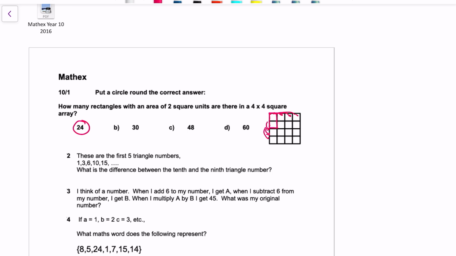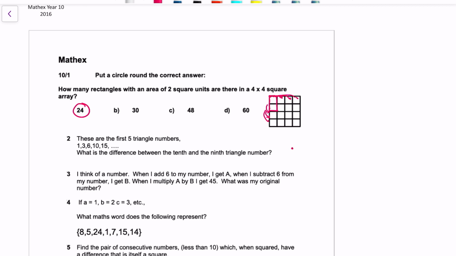Okay, these are the first 5 triangle numbers. Triangle numbers come from triangles. Funny that. So the second triangle number is a 3, and then the next triangle number is 6. What is the difference between the 10th and the 9th triangular number? So you could just continue that pattern. It's probably the easiest way to solve the problem rather than finding a formula.